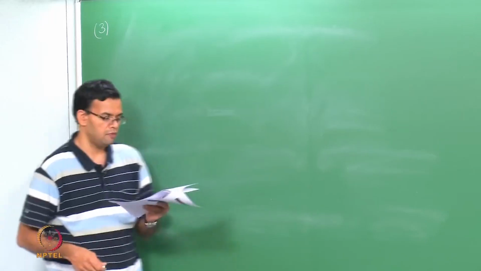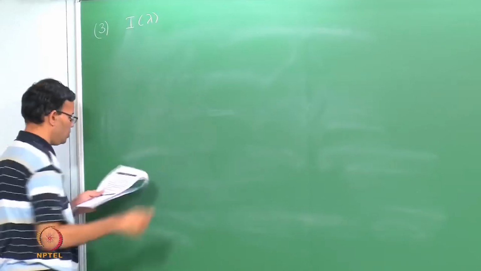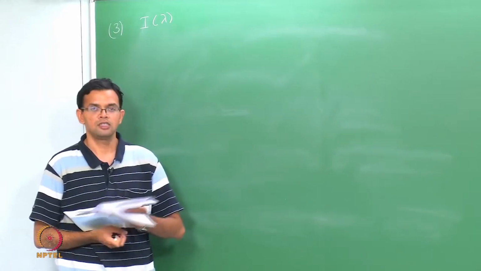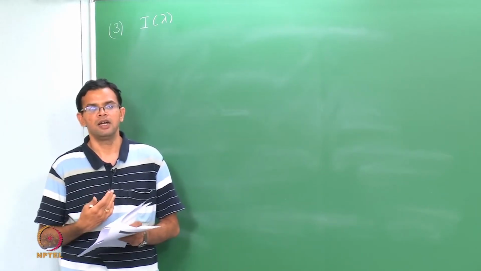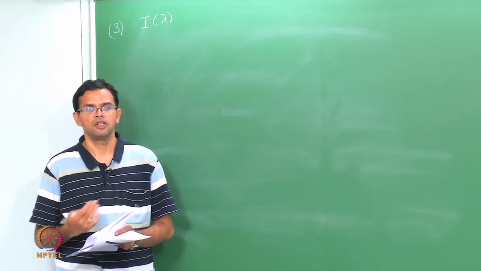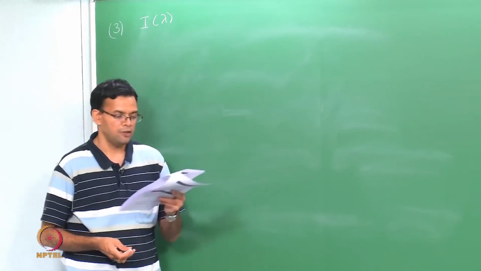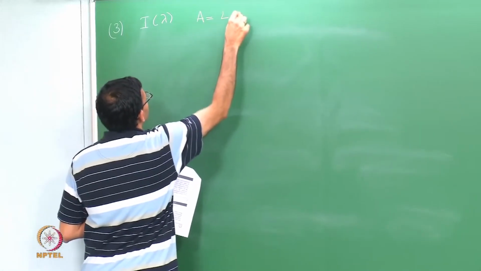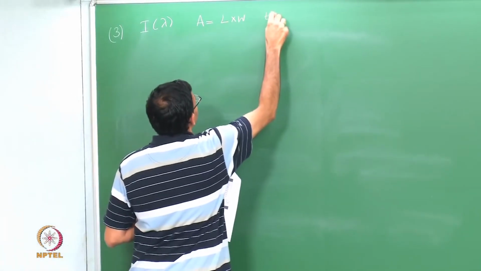It is illuminated with light of intensity I of lambda. In this case I is essentially a function of the wavelength. This causes photogeneration. So, once again we are saying that the wavelength lambda, or the energy of the light, is greater than the band gap, so that electron hole pairs are created. The area of the illumination is given. A is length times W and the thickness of the semiconductor is D.